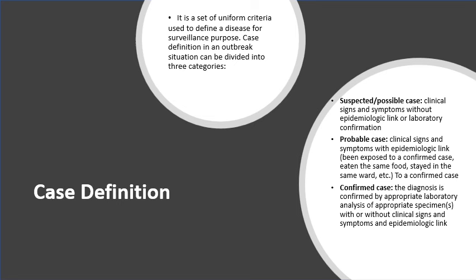A case definition is a set of criteria used to define disease for surveillance purposes, especially in outbreak situations. We can classify patients according to the strength of the symptoms and how sure we are about the diagnosis. So, we define them as suspected cases, which have clinical signs and symptoms without an epidemiological link or laboratory confirmation. For example, the patient has suspected signs and symptoms of the disease, but has no exposure history, that is, no epidemiological link or laboratory confirmation.